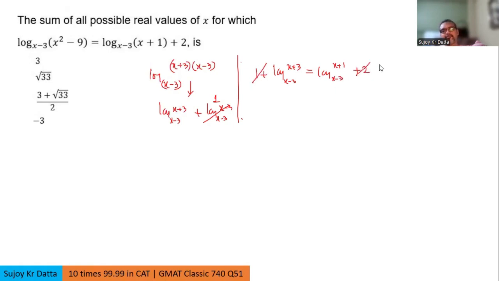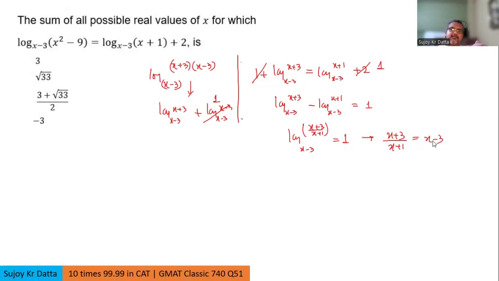You can get rid of the 1, take it that side. Okay. And we can take this back and write it as minus. So our equation now would become log x plus 3 minus log x plus 1 is equal to 1. Which basically means log a minus log b is log of a over b. So getting rid of the log, we have (x plus 3) over (x plus 1) is (x minus 3) to the power 1. So now just solve the quadratic.